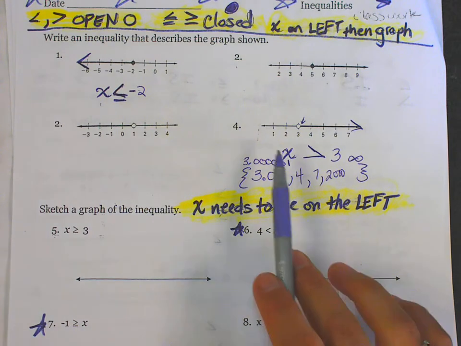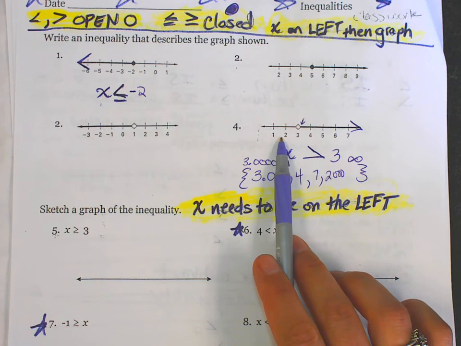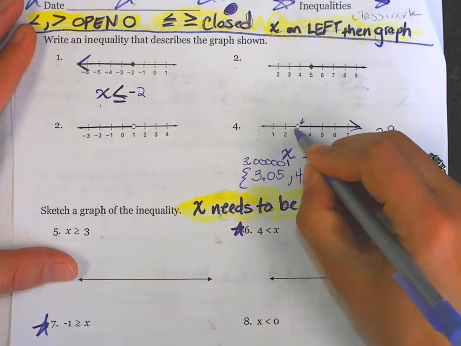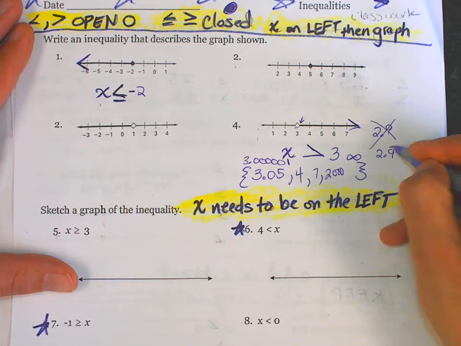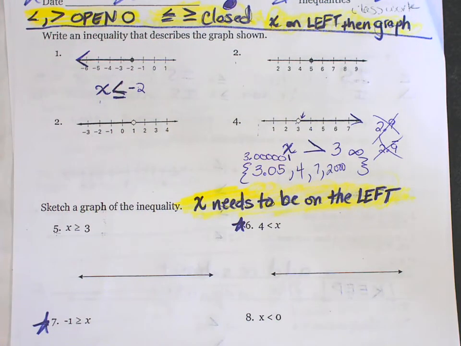Okay? Is 1 an answer? Nope. It's not shaded. Is 2 an answer? Nope. How about 2.9? 2.9 is right here. Not an answer. How about 2.9 repeating? Can't get any closer than that. Nope. Not an answer. All right?